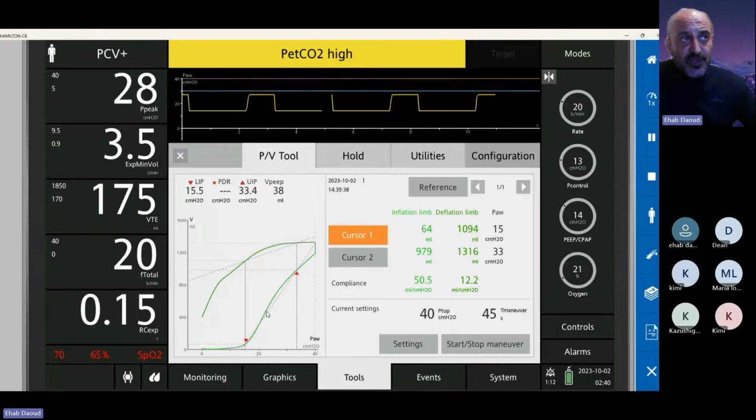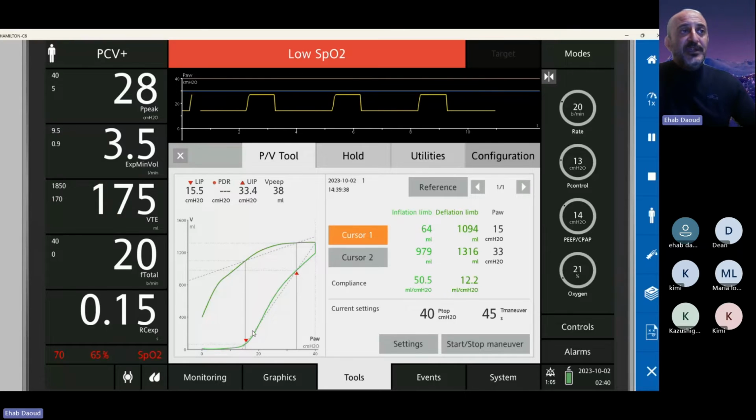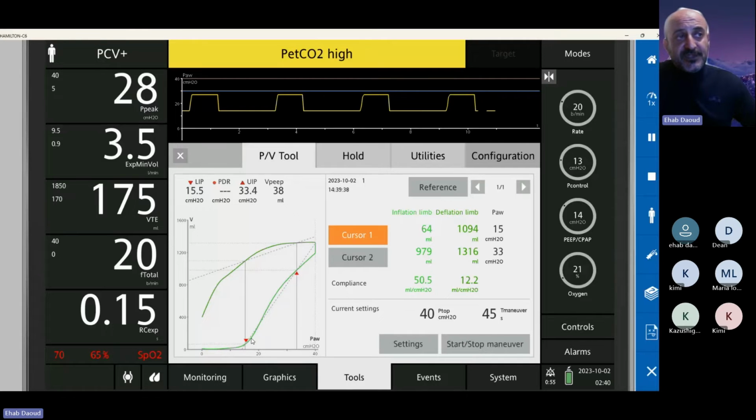And then all of a sudden you have a straight, nice line here. And this is the area of the best compliance. So ideally, you want to keep your inspiratory pressure below this, or your plateau pressure below this arrow here. And you want to keep your PEEP above this area here.